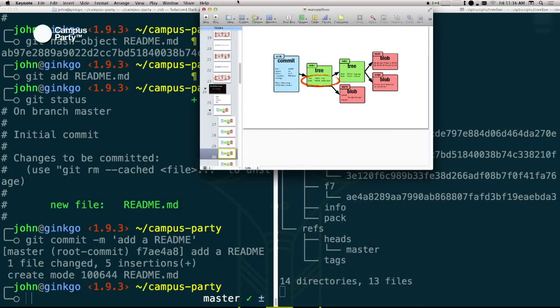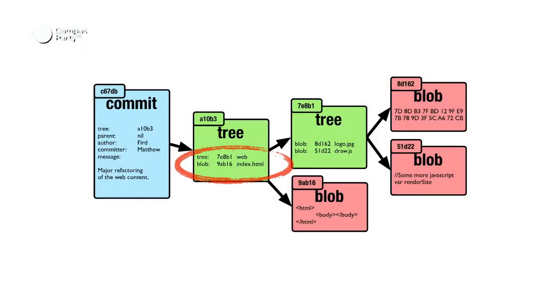Let's see this. Our project looks something like this, right? We have these three objects. We have the README, we have a tree that contains the README, and then we have a commit. So the tree again points to some objects, and then the tree has a hash. The commit points to the top level tree. So when you make a commit, every commit in your Git repository points to a tree object.